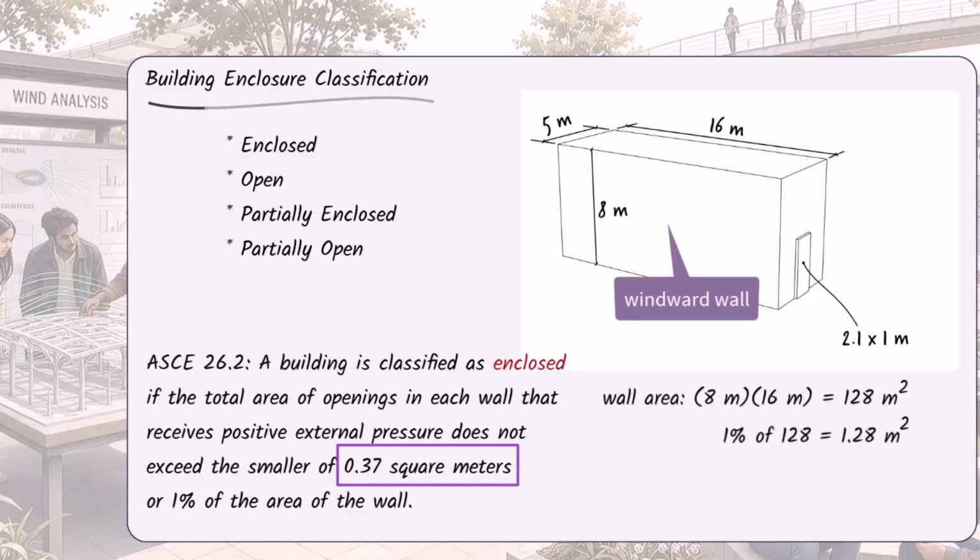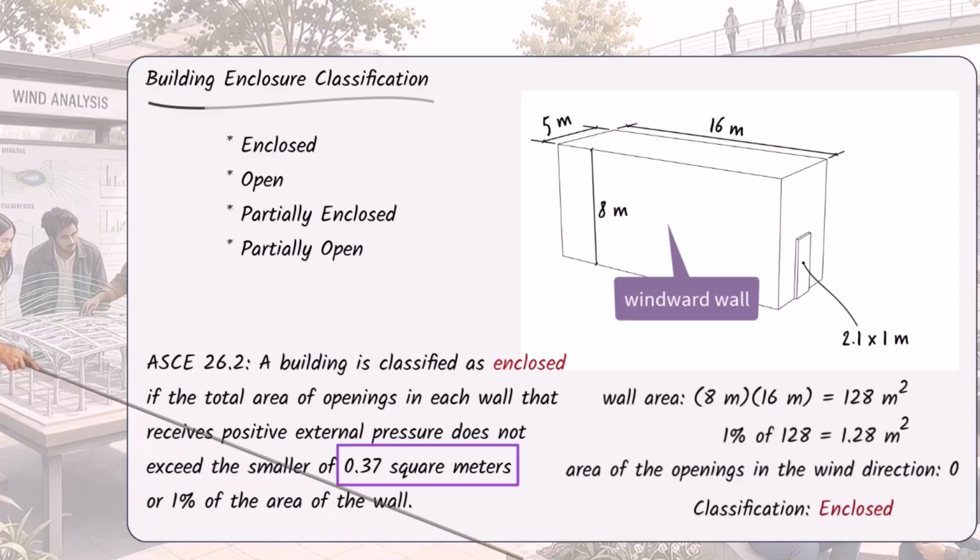Since the front and back walls have no openings, all doors are on the side walls, the area of openings in the positively pressurized wall is 0. That means the smaller enclosures clearly meet the criteria for being classified as enclosed.